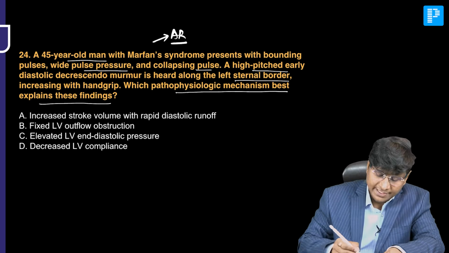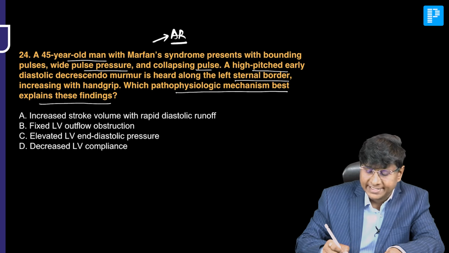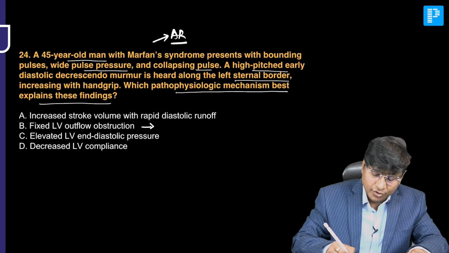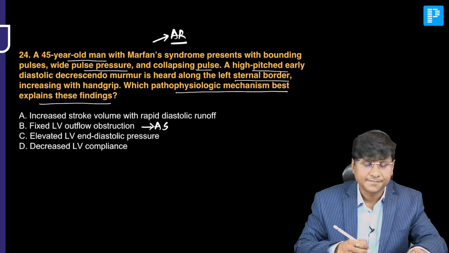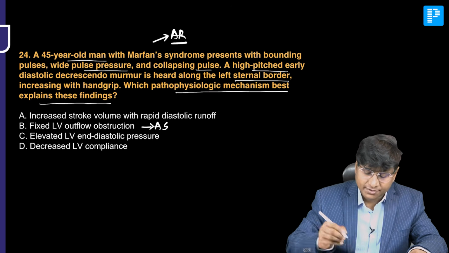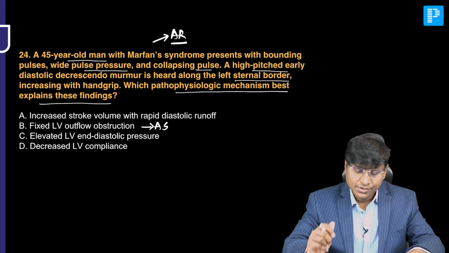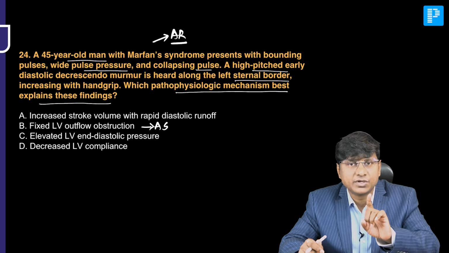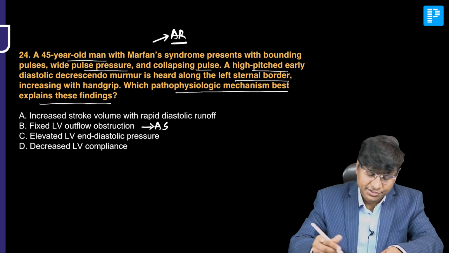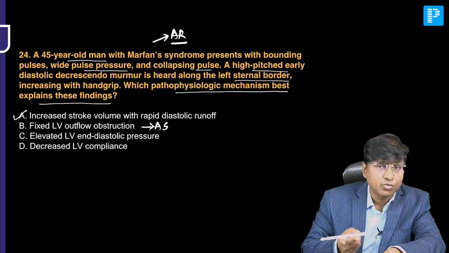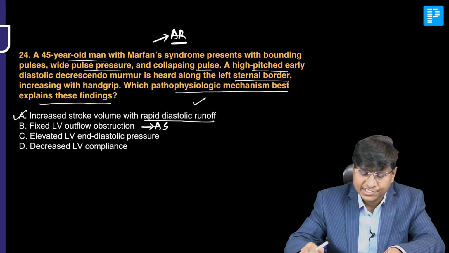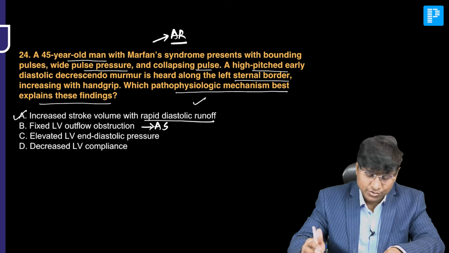So in case of the aortic regurgitation, you see the options. Increased stroke volume with rapid diastolic runoff, then fixed LV outflow obstruction. Fixed LV outflow obstruction is observed in case of aortic stenosis. Then elevated end diastolic pressure, decreased LV compliance. So the mechanism which will describe the early diastolic murmur of the aortic regurgitation is there will be increased stroke volume during LV systole, but there will be rapid diastolic runoff. That is what is responsible for the early diastolic murmur.